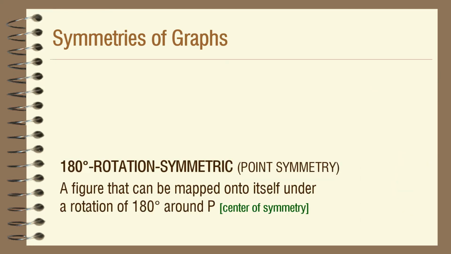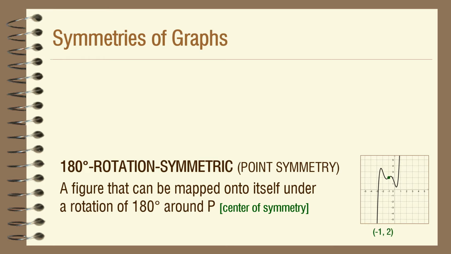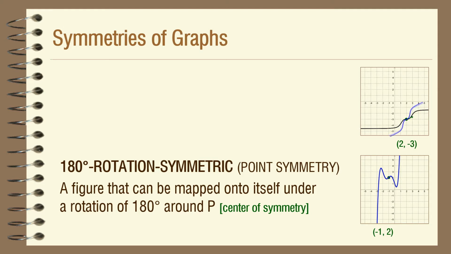A graph could also be 180 degrees rotation symmetric. We could also refer to that as point symmetry. That's where a figure can be mapped onto itself under a rotation of 180 degrees around point P. That point P would be referred to as the center of symmetry. In this diagram, that point P would be at -1, 2, because it is here where we would rotate it and the graph would be mapped onto itself. In the diagram above, that center of symmetry would be at 2, -3.